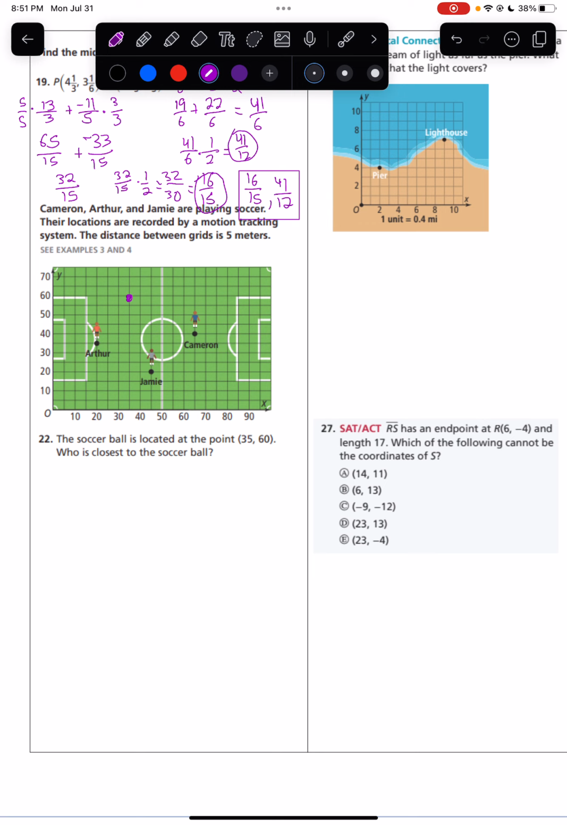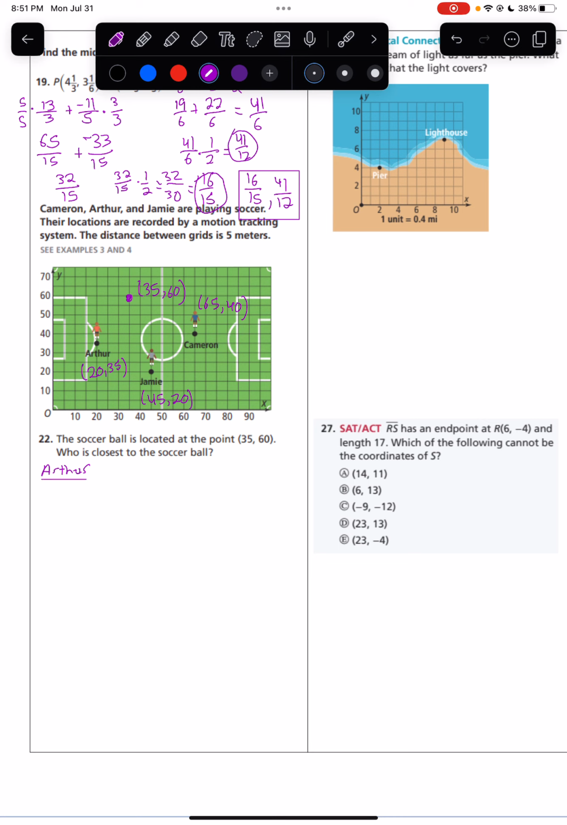So we've got 3 people. We've got Arthur, Jamie, and Cameron. Maybe I'll go ahead and write in their locations on here. So Arthur is at 20, 35. Jamie is at 45, 20. Cameron is at 65, 40. And of course, the soccer ball is at 35, 60. So we'll go ahead and start with Arthur.